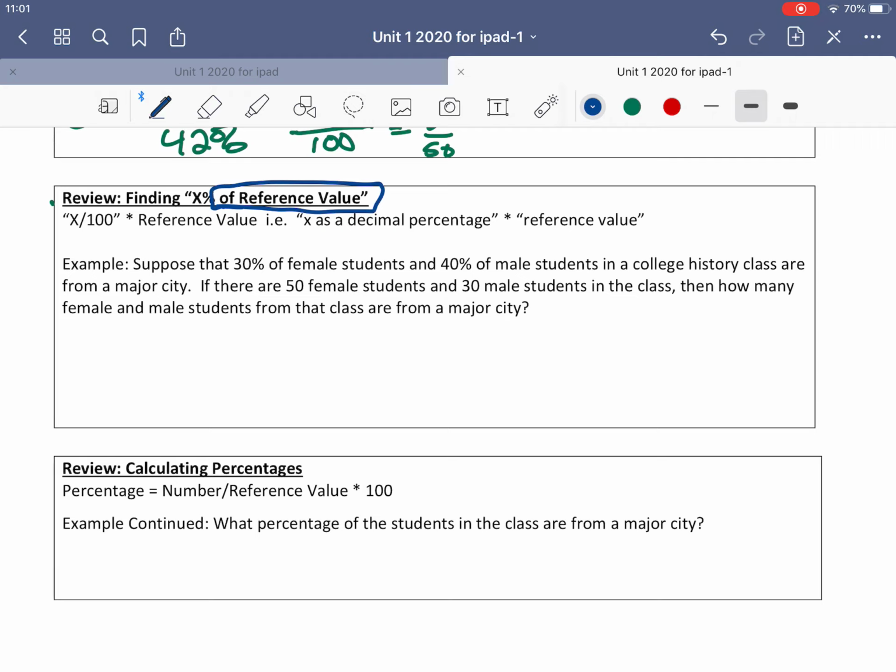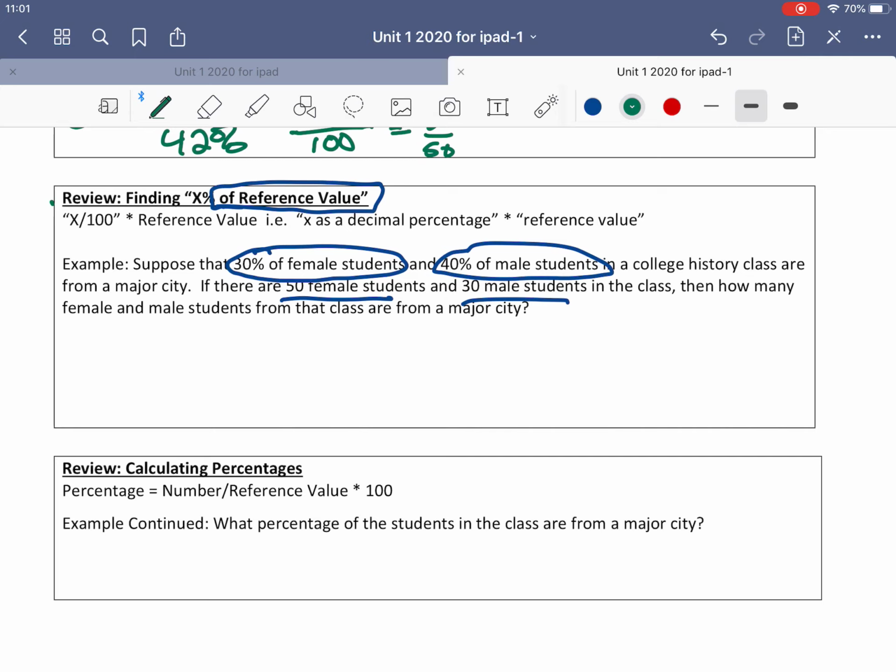The other thing we tend to do is work with a percent to find the parts. So this is where we're going to use the fact that of tends to mean multiplication, and we are going to work in the order of what we've been given. So I'm going to start right there. Suppose that 30% of female students and 40% of male students in a college history class are from a major city. If there are 50 female students and 30 male students in the class, then how many female and male students from that class are from a major city?